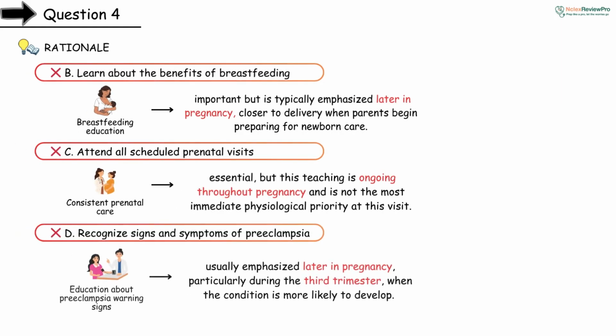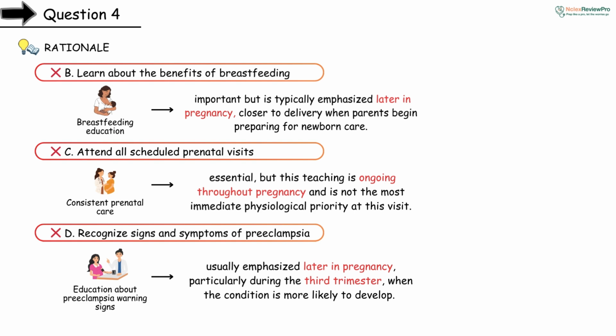Now let's see why the other options are not correct. Option B, benefits of breastfeeding. This is important, but it is not the priority at 16 weeks. Breastfeeding education is usually emphasized later in pregnancy, closer to delivery when the client is preparing for newborn care. Option C. Attend all scheduled prenatal visits. This is absolutely important, but it is general teaching that applies throughout pregnancy. The question is asking for what should be prioritized right now, and this does not address an immediate physiologic need.